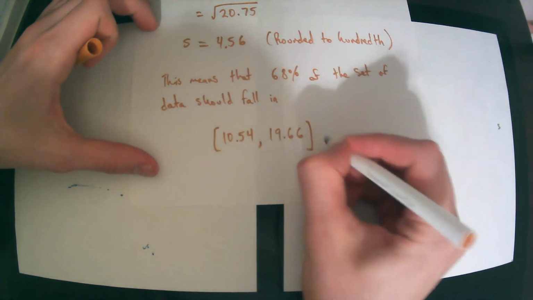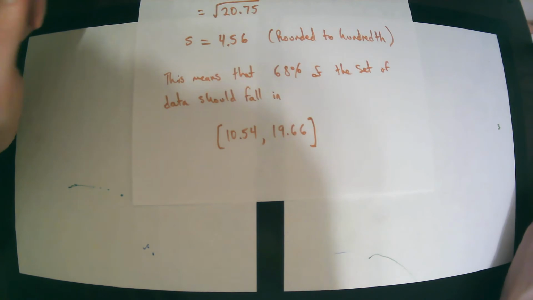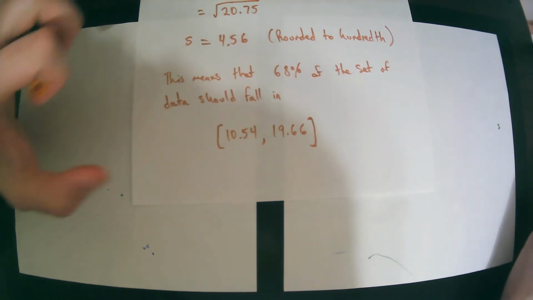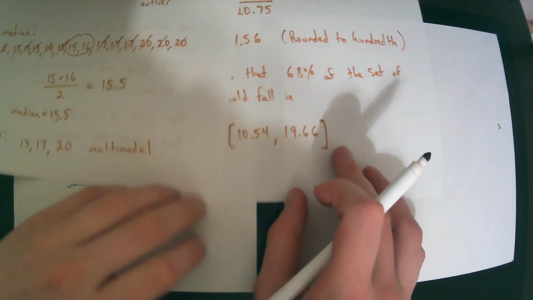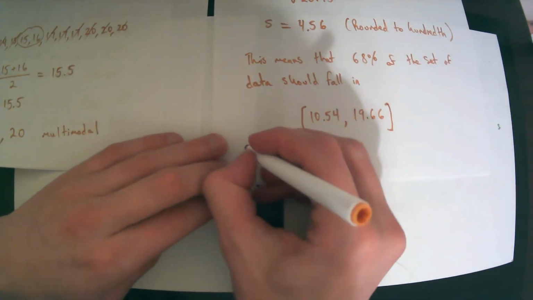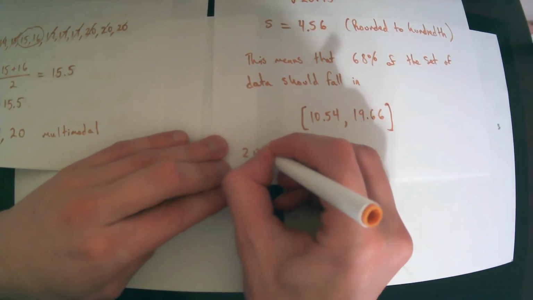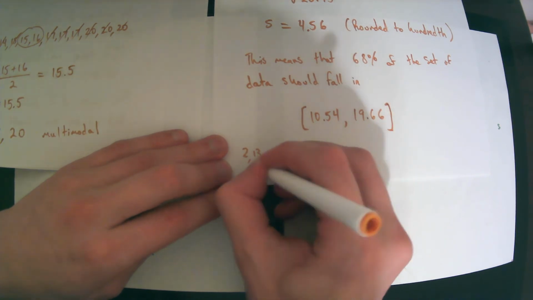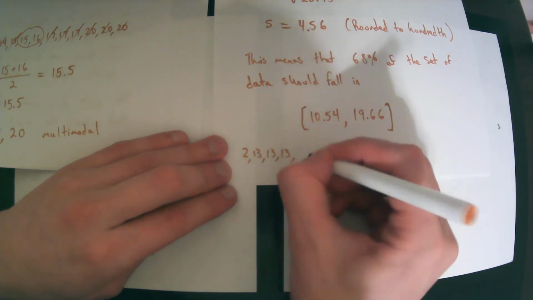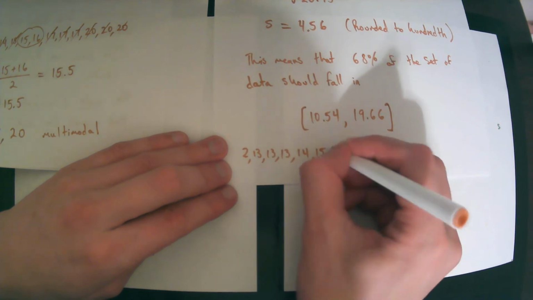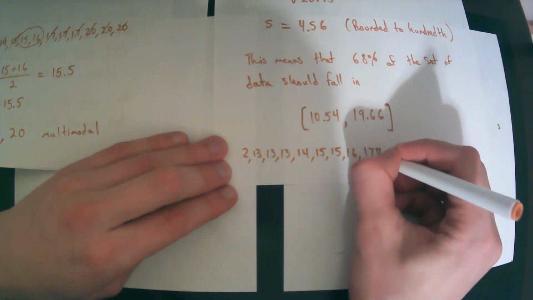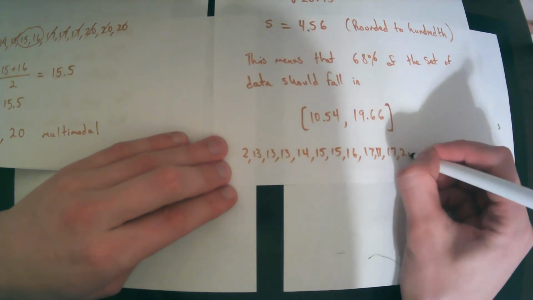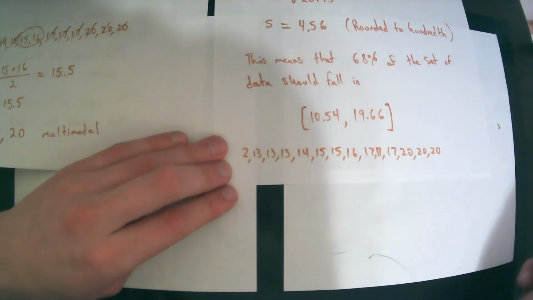It is an interval, so I'll put it in this interval notation. 68% of my set should fall into this range. So what was my set? 16. Okay, so the 13s fall in there. The 2 does not. So if I listed all of them, it was 2, 13. There are 3 13s, a single 14, 2 15s, a single 16, and then 3 17s. And 3 20s.